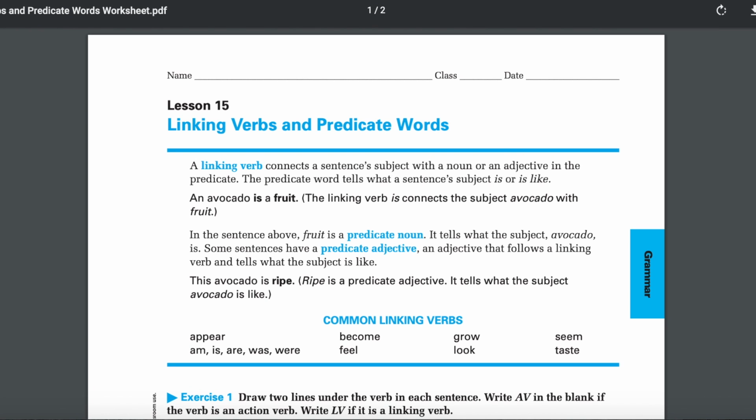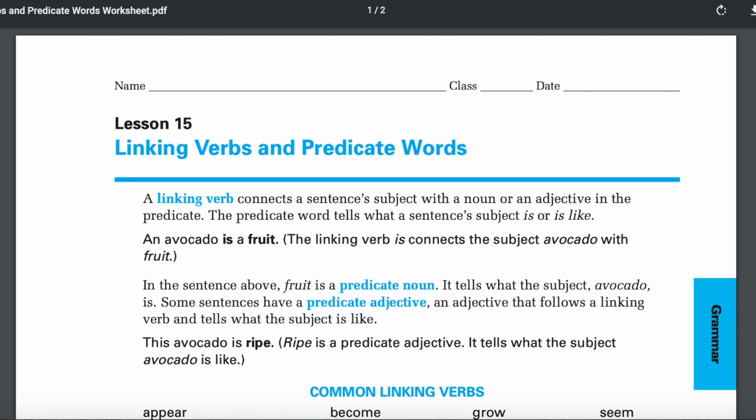So after you click on the link, you can download it. And after you download it, you can zoom in, you can zoom out, whichever way works best for you. So right now I'm going to zoom in just a little bit and let's get started. So like I said before, we're focusing on linking verbs and predicate words. So go ahead and follow along with me as we go over what these are.